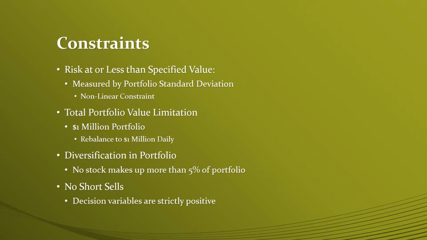So the constraints we're going to be looking at are that the total risk, measured by the standard deviation of the portfolio, needs to be less than or equal to a certain specified value. We have no outside assets, so the sum of the weights is going to be equal to 1. We have diversity in our portfolio, so no single stock is going to make up more than 5% of the portfolio, and we're not going to be considering selling short, so all our weights are going to be strictly positive.